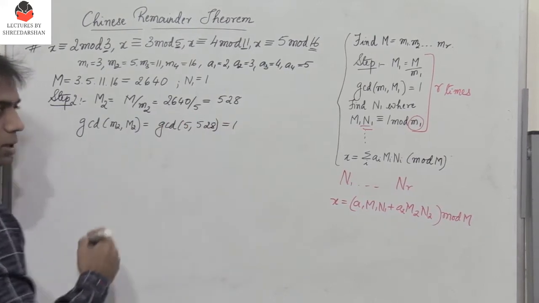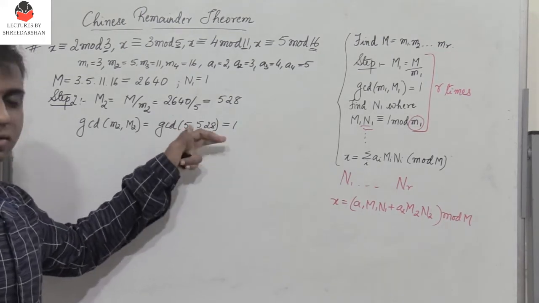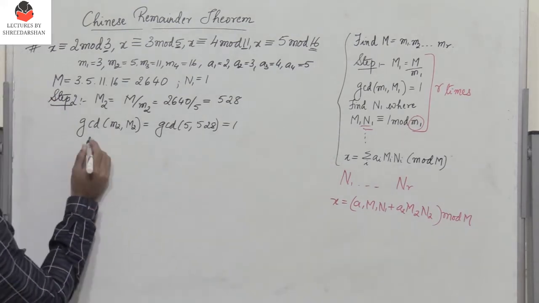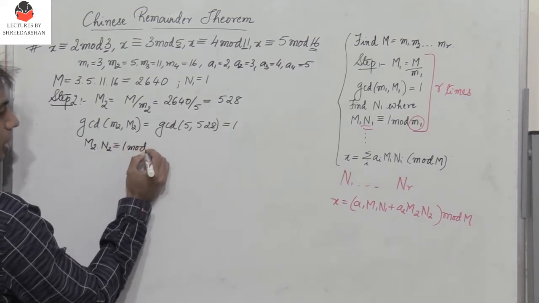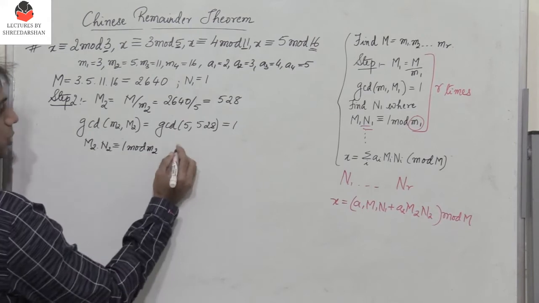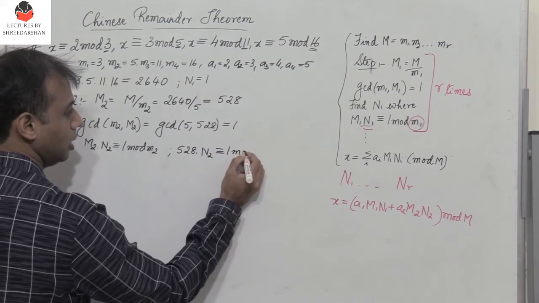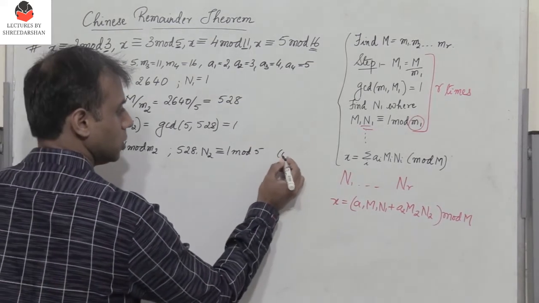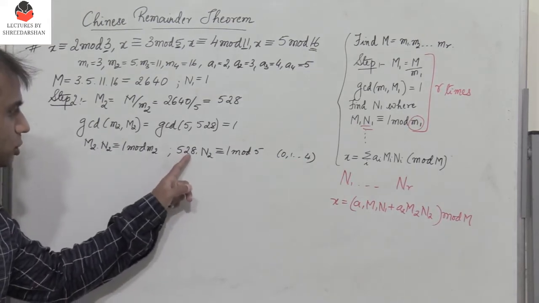Alright. So again, you observe that GCD of m2 comma n2, which is nothing but GCD of 5 comma 528, is 1. Why is that so? Again, 5 is a prime number and 528 is not a multiple of 5, so GCD is 1. These two numbers are relatively prime to each other. I need to find the value of N2, where M2 into N2 is congruent to 1 mod m2. So I have M2, which is 528, into N2 should be congruent to 1 mod 5. Since we are operating in mod 5, the valid numbers would vary from 0 to 4.